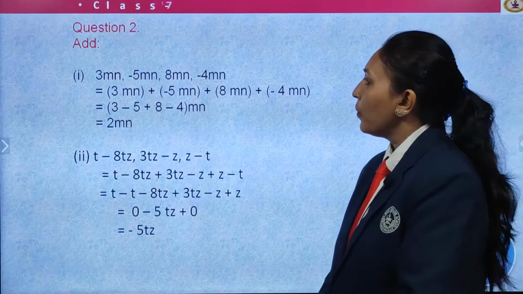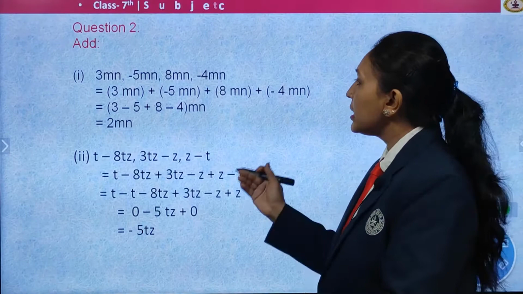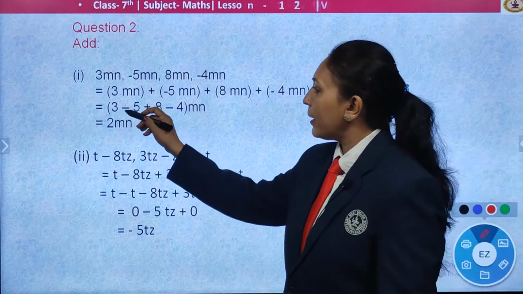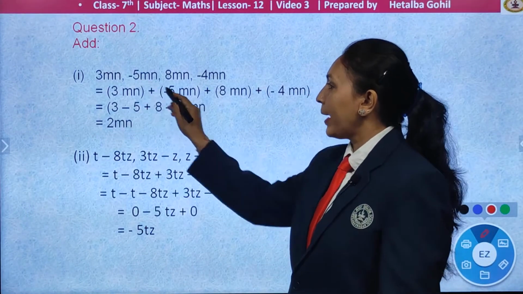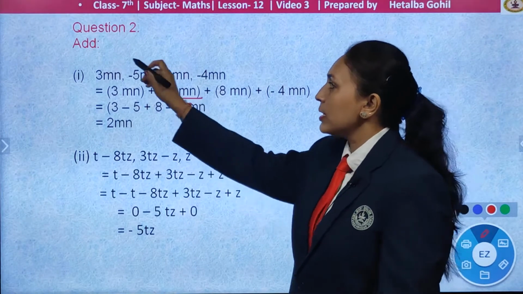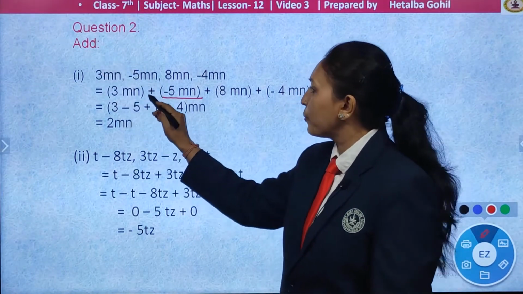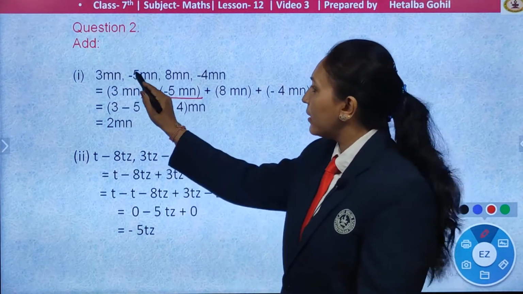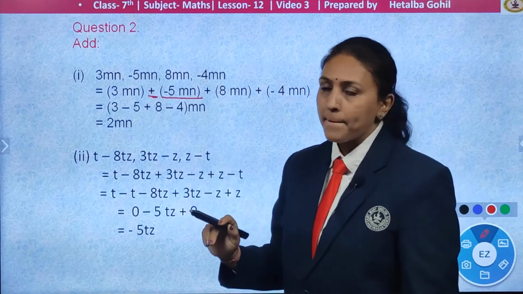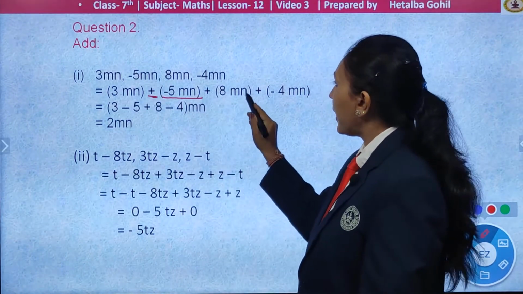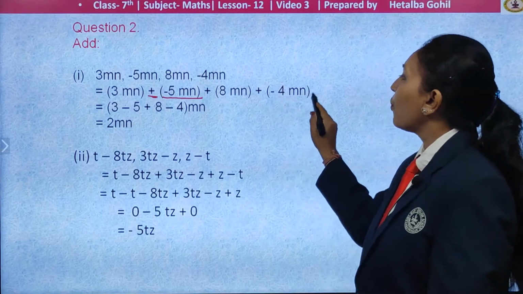Question number 2. We have to add the given terms here. 3mn plus, into bracket you can see minus 5mn, because it is told to us to add. So we have to put the addition sign and the term with the negative sign in the bracket. Plus 8mn plus minus 4mn.